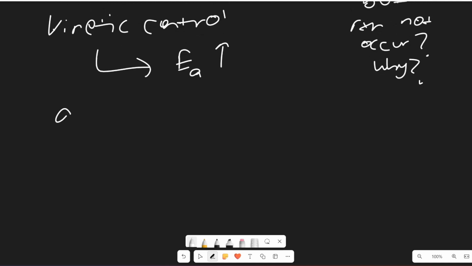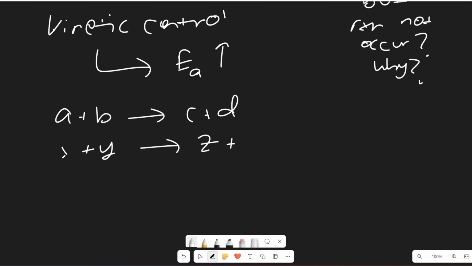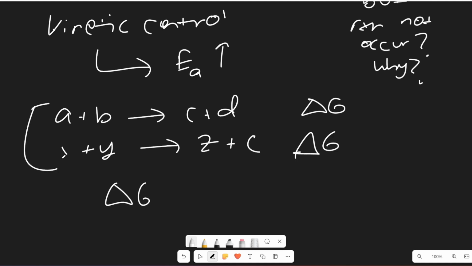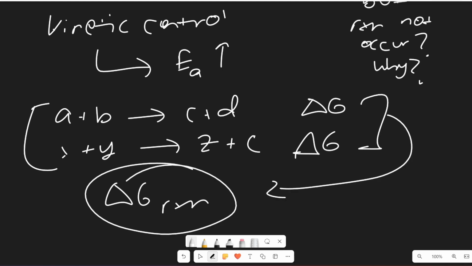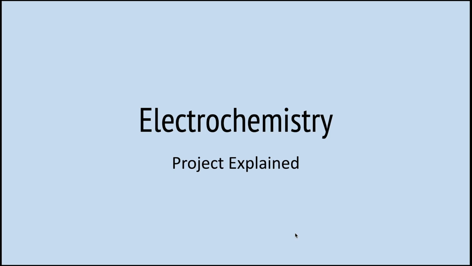Let's say we have multiple reactions. We have A plus B goes to C plus D, and then we have X plus Y goes to Z plus, I don't know, we'll say Z plus C or something like that. Anyways, it doesn't matter. Let's say we have a delta G value here and a delta G value here. Well, this is simply just Hess's law. To get the delta G for the reaction, we're just going to add both these up to get the overall delta G for the reaction. And that's sort of everything you're going to need to know for the applications of thermo unit. Let's get into electrochemistry.